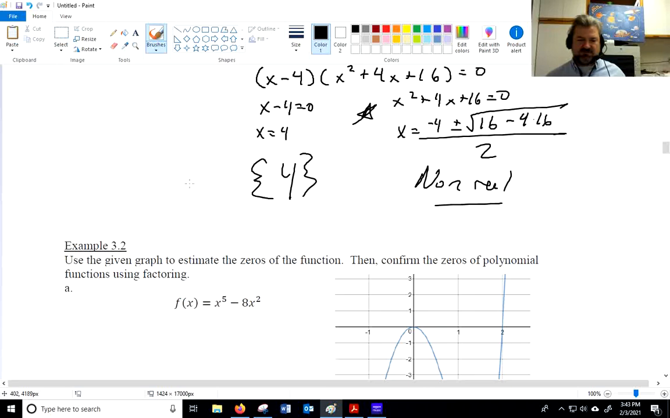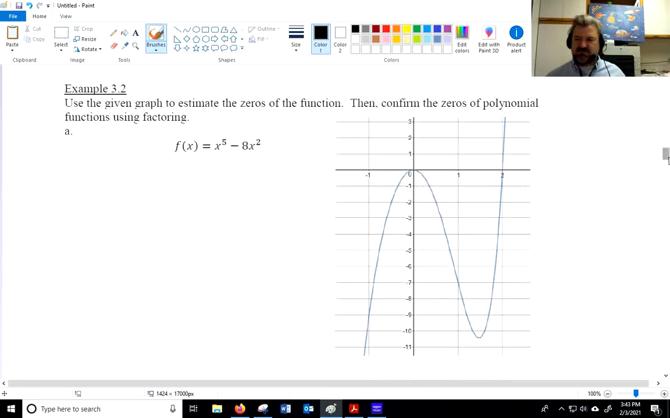All right. So using the given graph to estimate the zeros, use the given graph to estimate the zeros of the function.